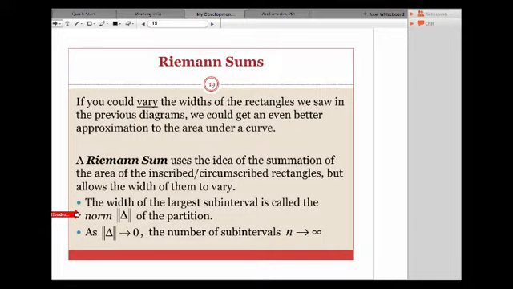So if you think about it, as that width approaches 0, you should be able to fit in more and more and more rectangles. So therefore, as the norm approaches 0, the number of subintervals n approaches infinity, all right? Because as that fattest rectangle gets skinnier and skinnier and skinnier, you're going to be able to fit more and more rectangles in there. Hopefully that makes sense.